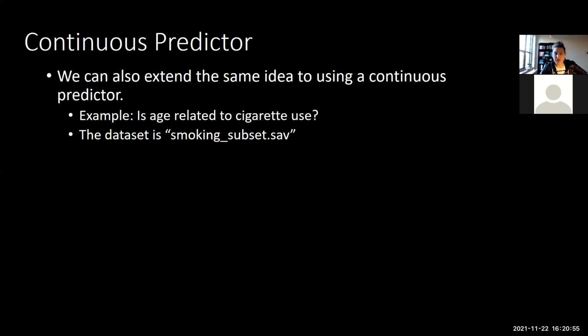With a continuous predictor, we can extend the same idea that we were using before with a dichotomous predictor to a continuous predictor. And so the example that I have in this data set, this data set's called smoking subset, is looking at whether age is related to whether or not someone is a smoker. Cigarette use: do you use cigarettes, yes or no? That's our outcome.